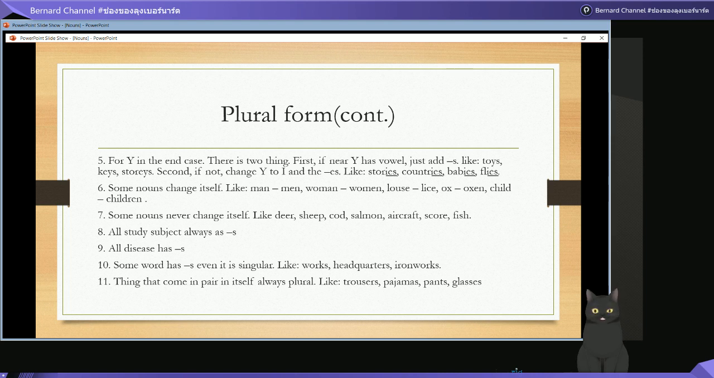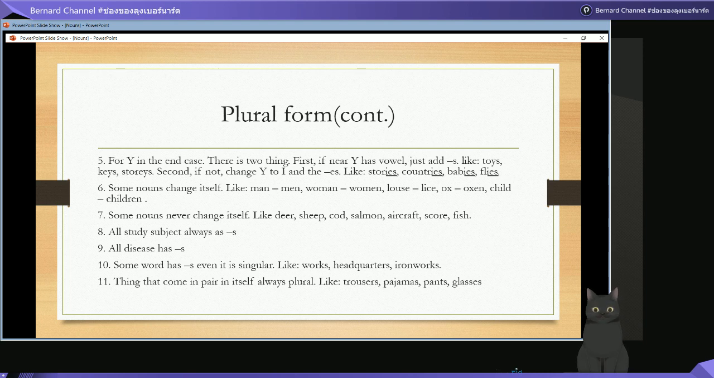Okay. So make sure you see that stories. This is story followed by Y, and if you change IES back to Y, you will just see R and Y. There's no vowel in it. So just change Y to I and ES. Yes, so it is stories.